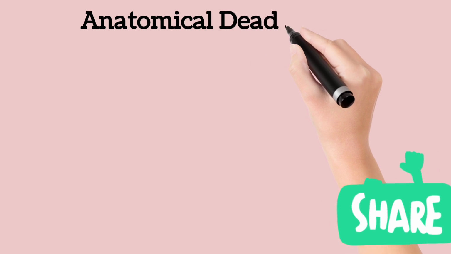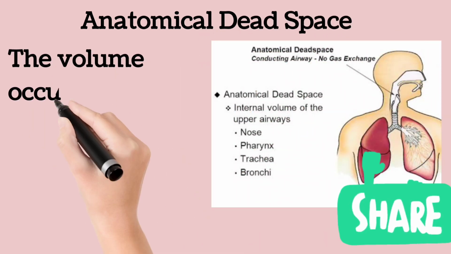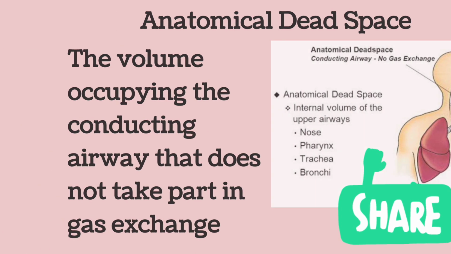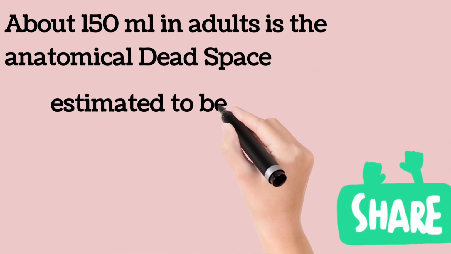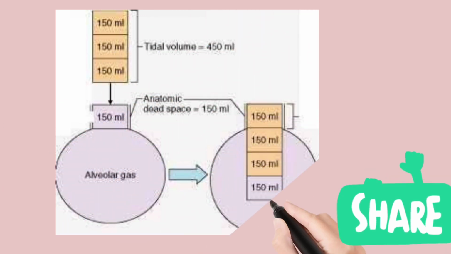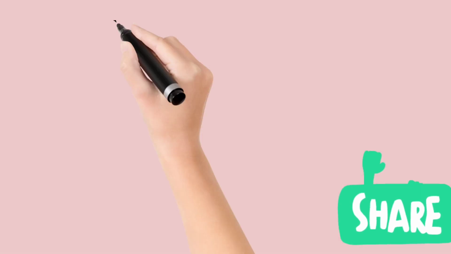The volume occupying the conducting airway that does not take part in gas exchange is called anatomical dead space. Normally, the conducting airway contributes about 30% of dead space ventilation. For a tidal volume of 500, the anatomical dead space will be 150 ml. The anatomical dead space provides warming, humidification, and filtration of the inspired air.